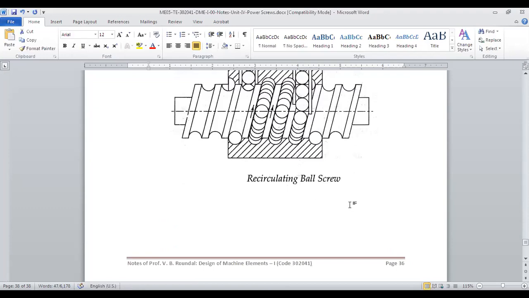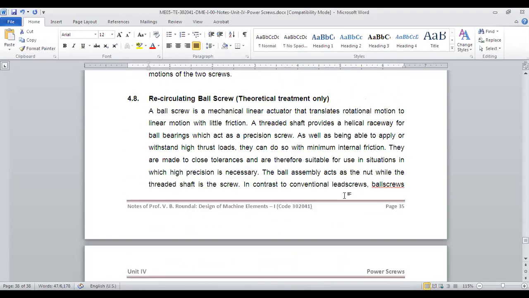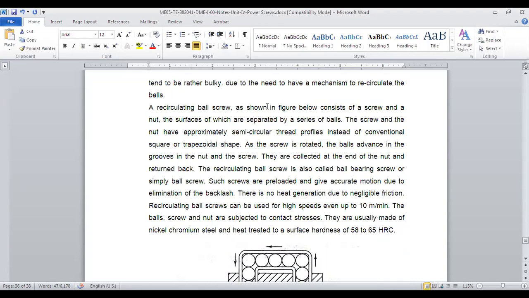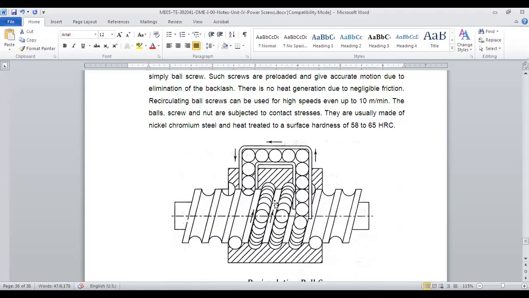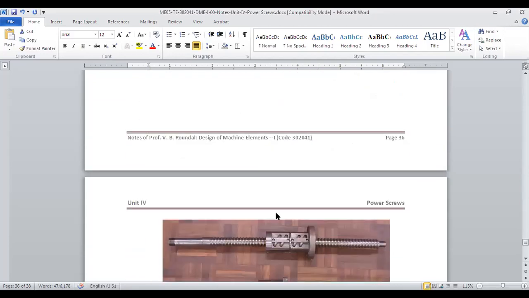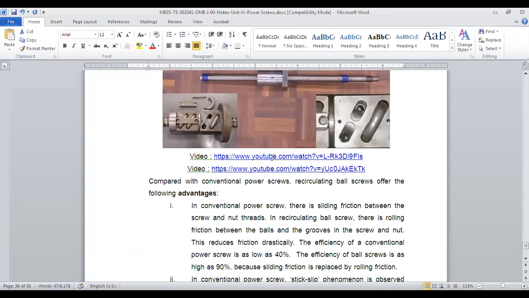there we use the reciprocating ball screw. The simple concept is, as shown in the figure, we have a screw and nut, and there will be balls. The screw will have a half-circular groove, and the balls will pass through them and have a frictionless movement. So this is the concept of the ball screw. Again, I will show you one video to make your concepts clear.